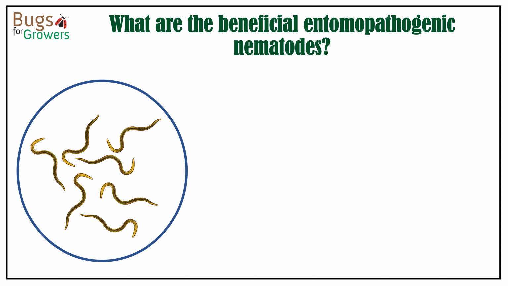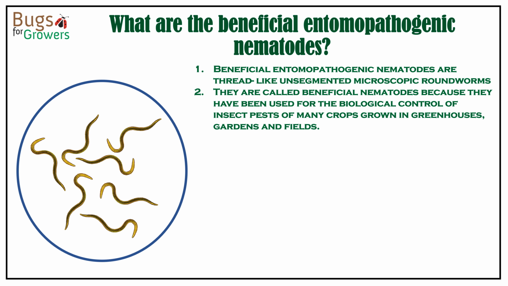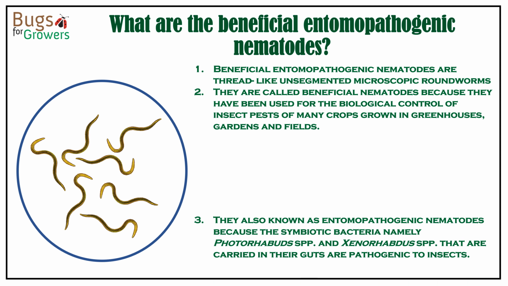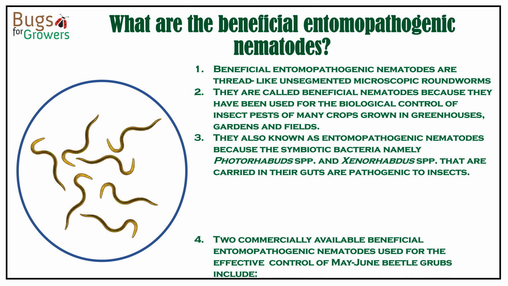So what are the beneficial entomopathogenic nematodes? As seen in the picture here, the beneficial entomopathogenic nematodes are thread-like, unsegmented, microscopic roundworms. They are also called beneficial nematodes because they have been used for the biological control of insect pests of many crops that are grown in greenhouses, gardens and fields. They are also known as entomopathogenic nematodes because the symbiotic bacteria, namely Photorhabdus species and Xenorhabdus species, that are carried in their guts are pathogenic to insects.